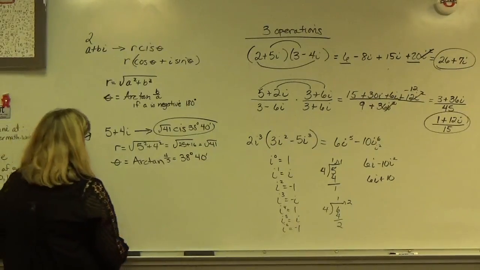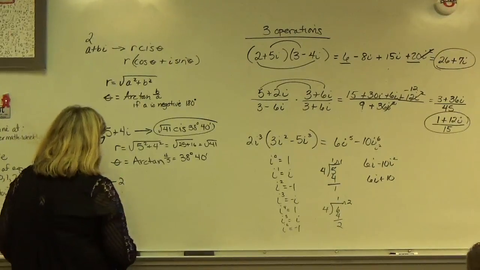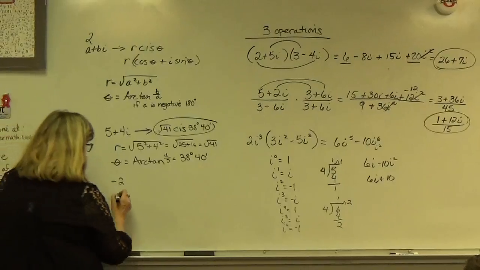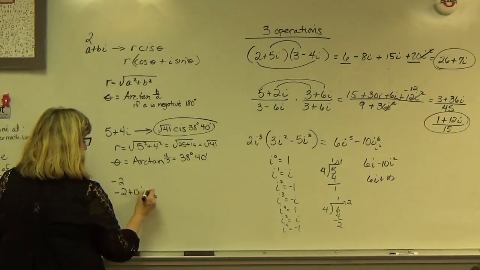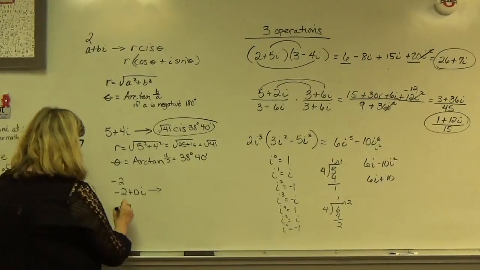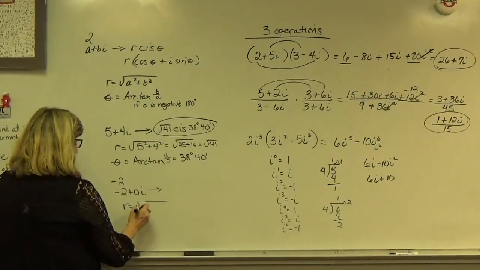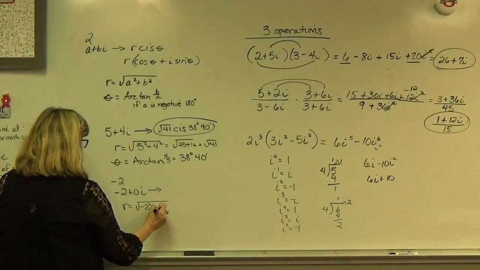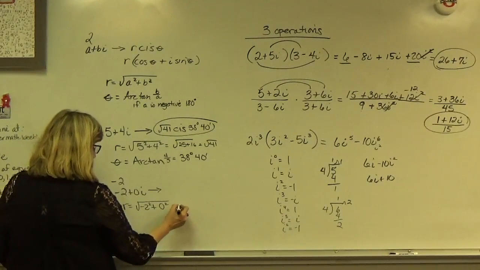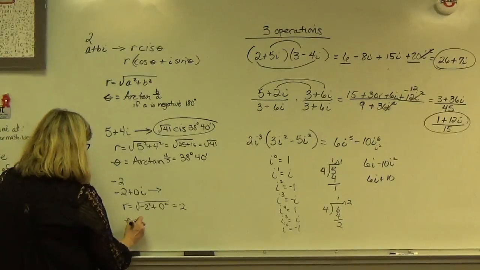Okay, let's do one that has maybe a problem child in it. -2. So a -2 is -2 plus 0i. So we need to find r, so we're ready for JC. What's r gonna be? Square root of negative 2 squared plus 0 squared. Yeah, 2. Because that's 4, right? That's root 4.